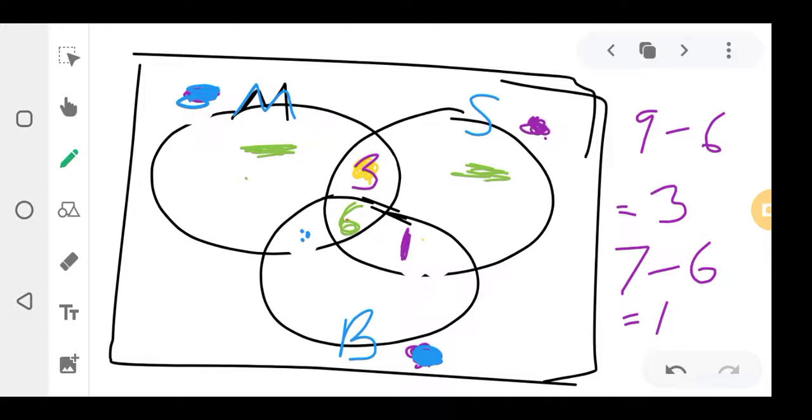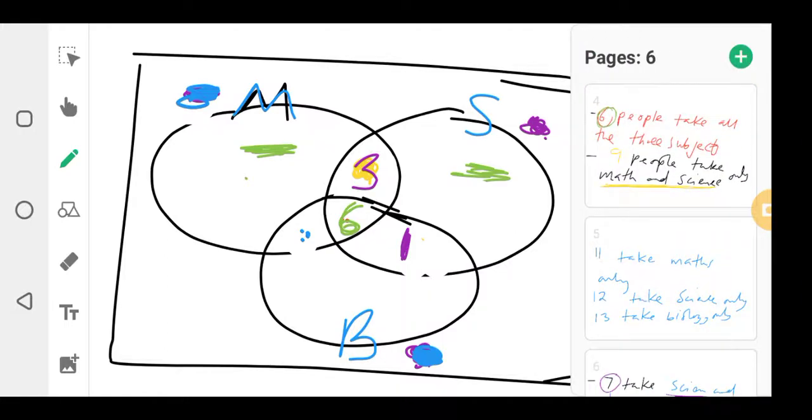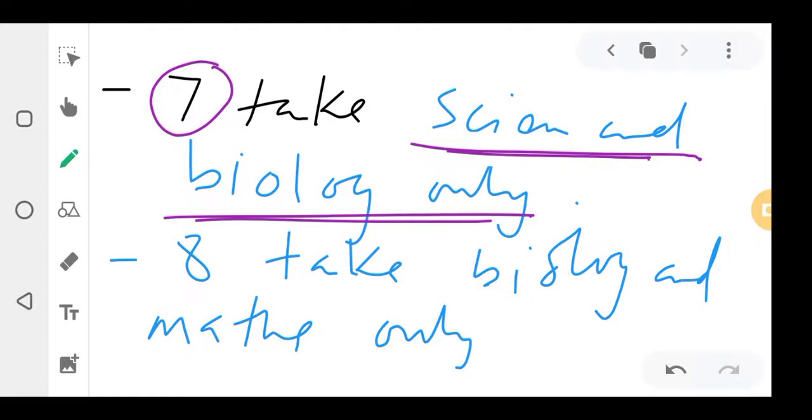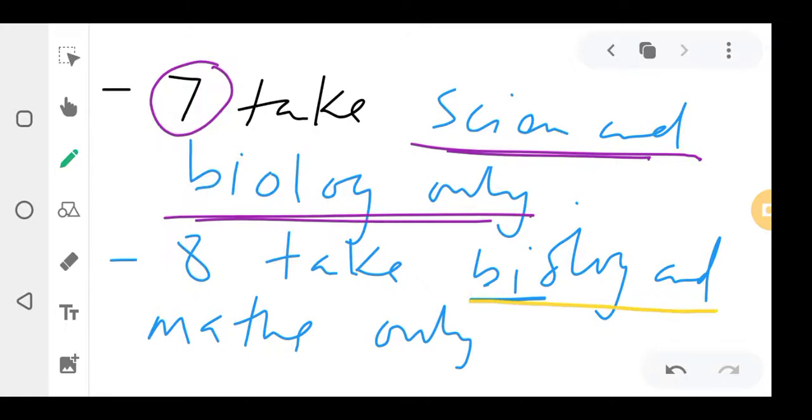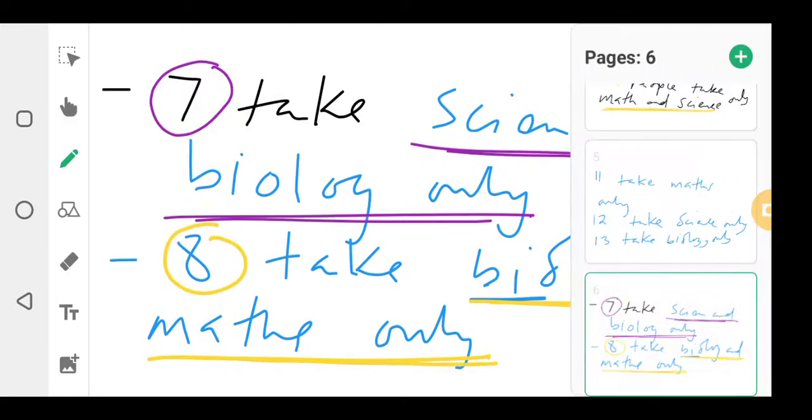So the ones that took mathematics and biology, where are they? So I come again, mathematics and biology. Who are these guys? Mathematics and biology, and the ones that took mathematics, biology and mathematics, it's 8. They are 8.